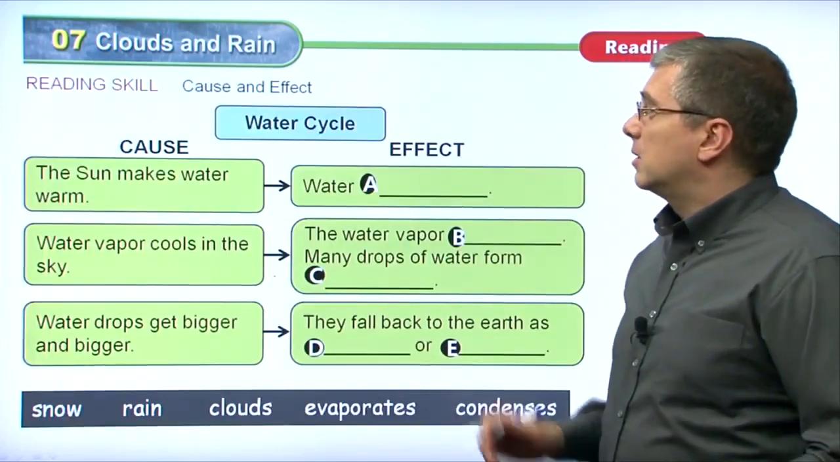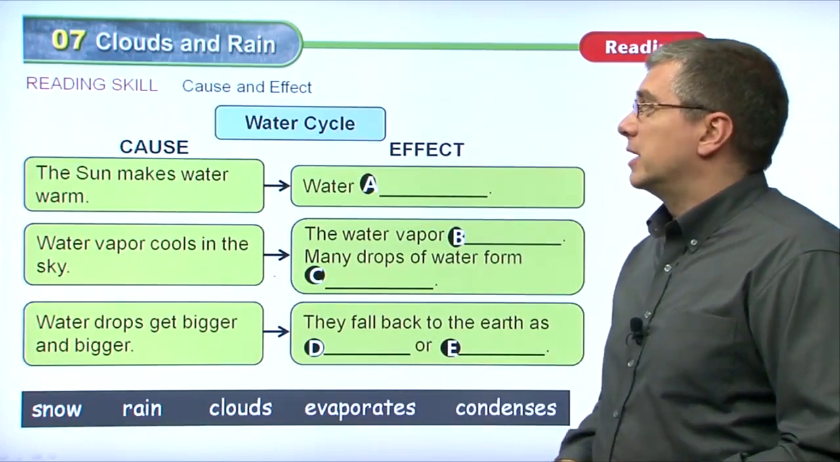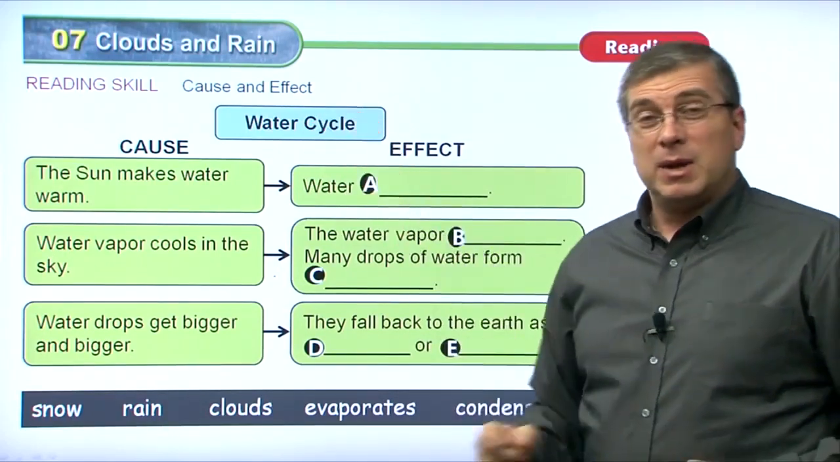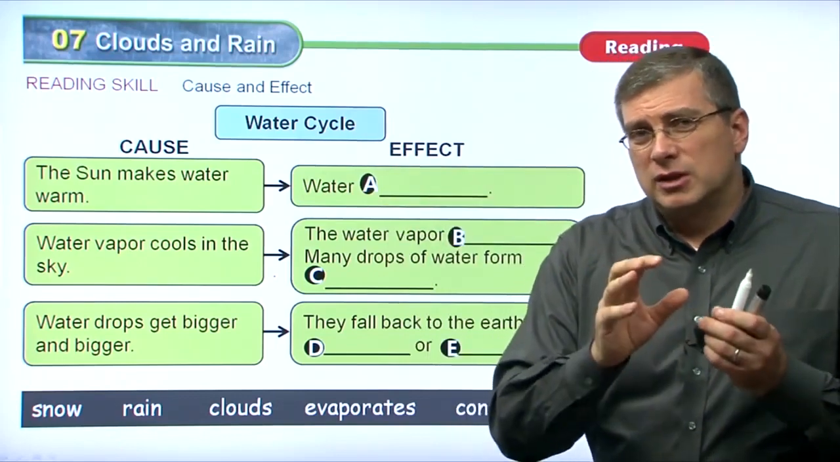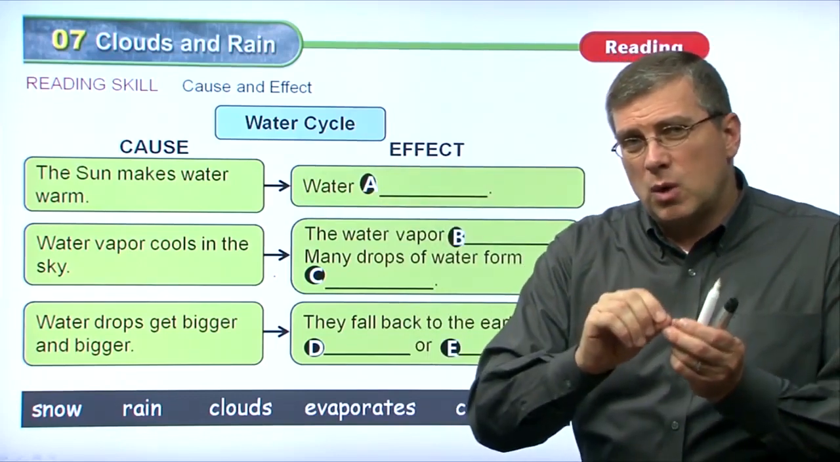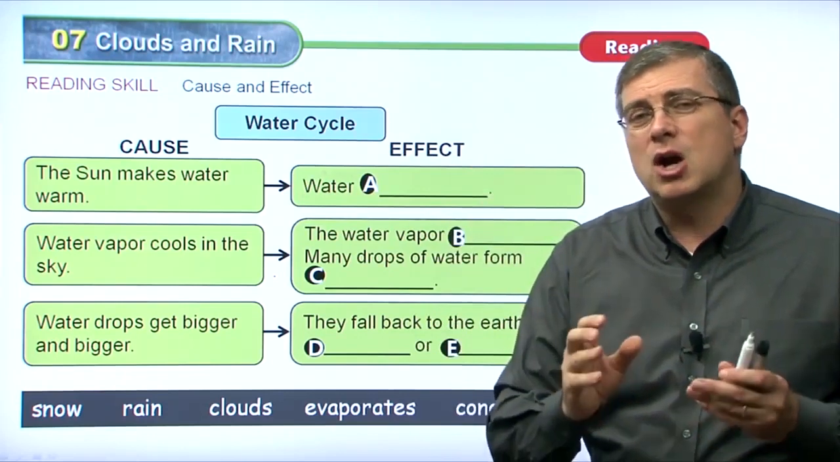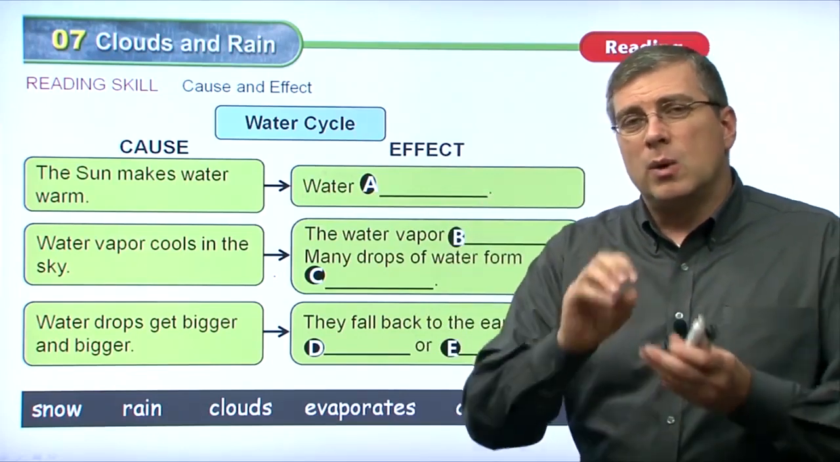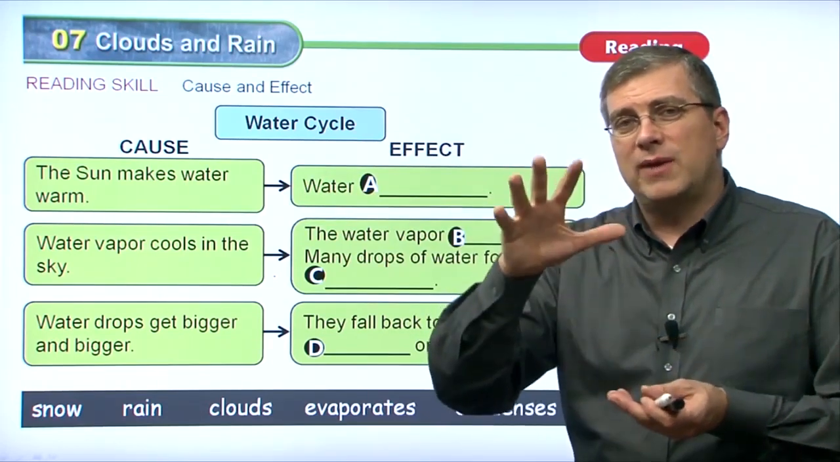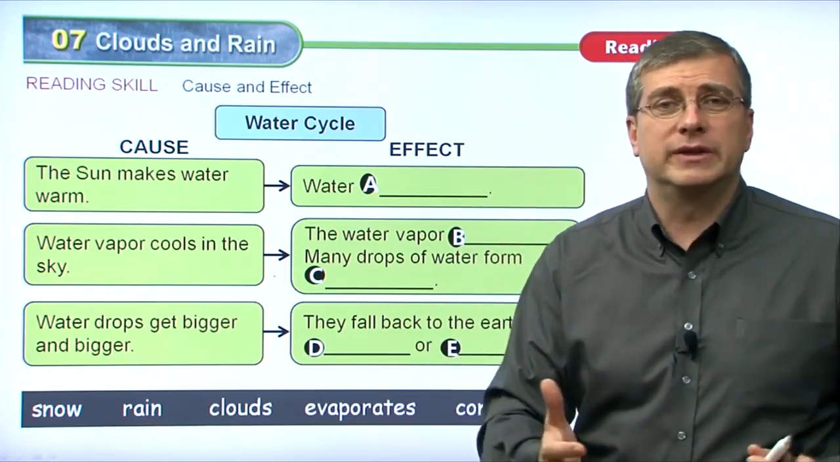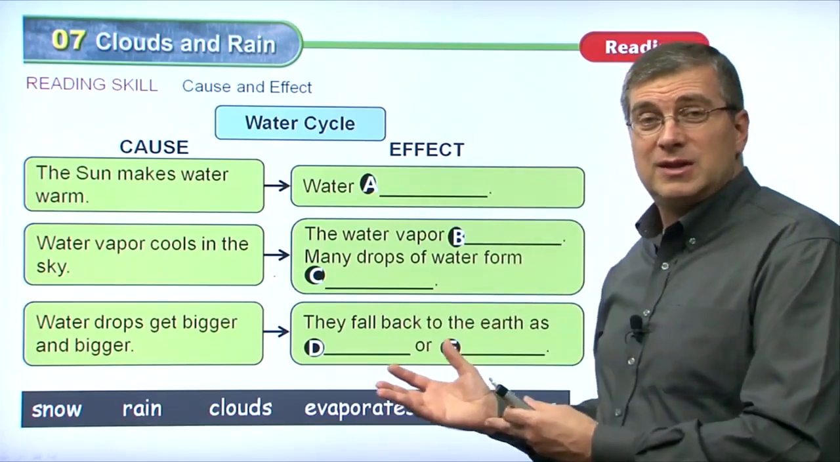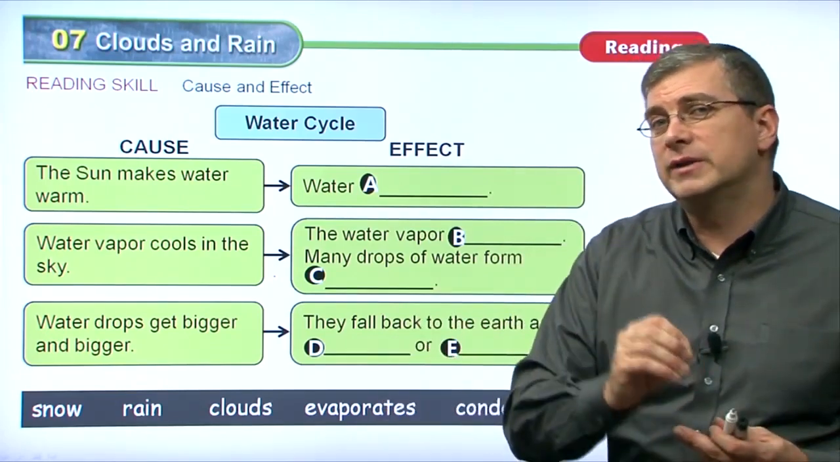Okay, let's take a look at our reading skill chart. Cause and effect. Because as we see, water moves from place to place, but at each stage, when water moves from one place to another, there has to be a cause for that effect. When water moves from a lake to water vapor, that's the effect, but what makes that happen? What causes that?